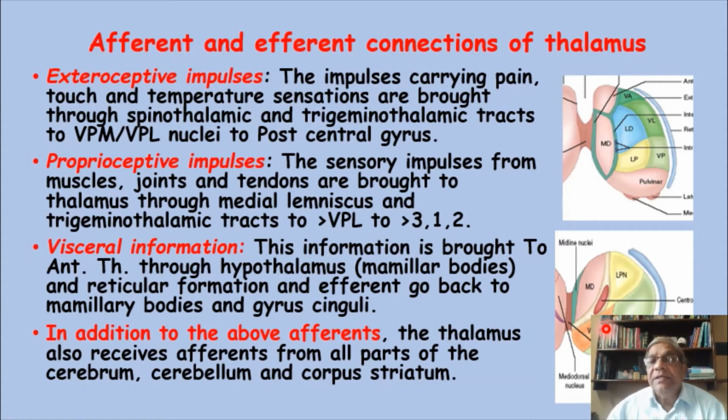Let us come to the second category of the sensory impulses, which are called the proprioceptive impulses. These proprioceptive impulses bring the sensation from the muscles, joints, tendons, capsule of the joint, and ligaments of the joint. All the sensation from these structures of the musculoskeletal system is classified as proprioceptive impulses, and they are brought to the thalamus through the medial lemniscus and trigeminothalamic tract.